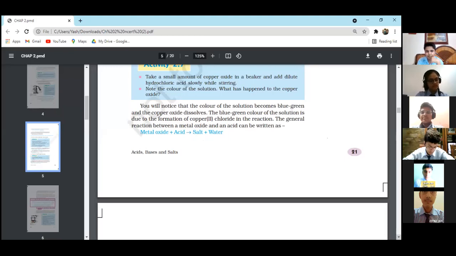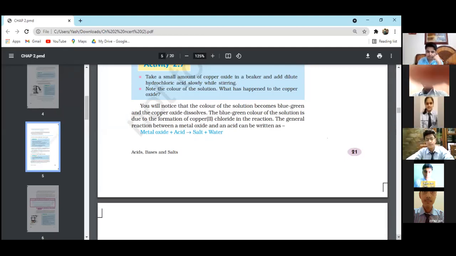So what is happening here? Basic oxide, that is a base. Plus, what did we add? What have we added in it? Acid. We have added acid in it. So can we say that this is also a neutralization reaction because we have got salt and water? Yes, ma'am. Yes or no?